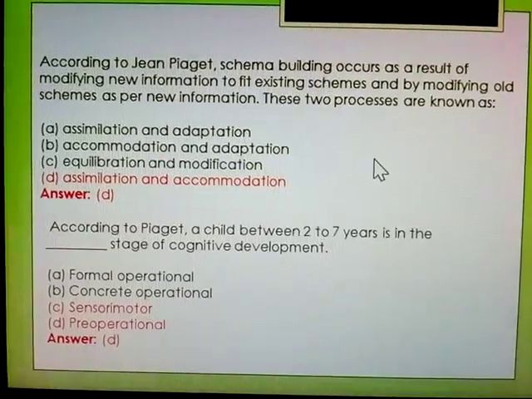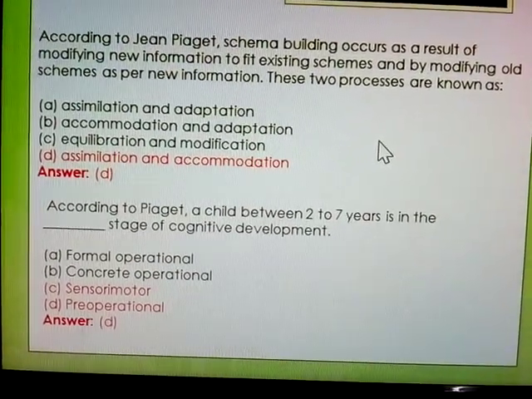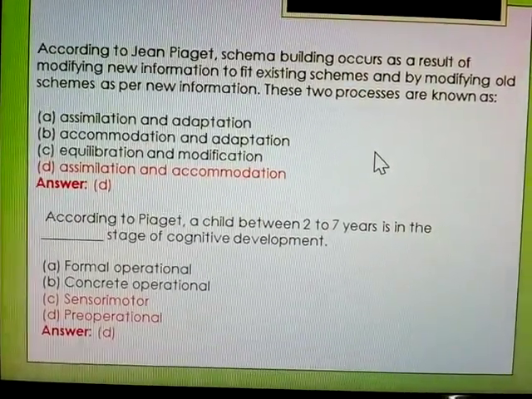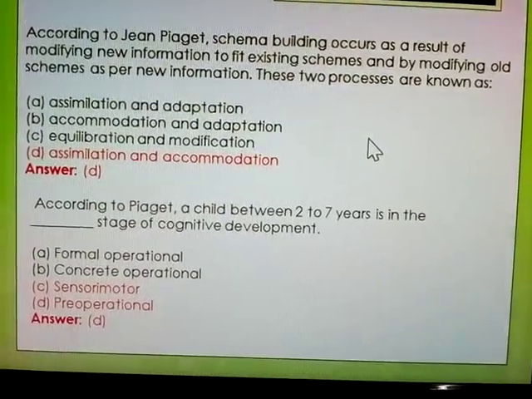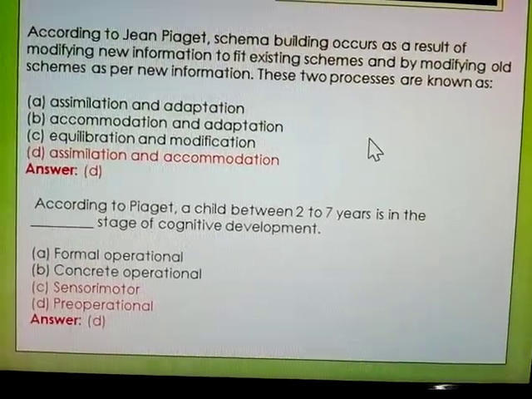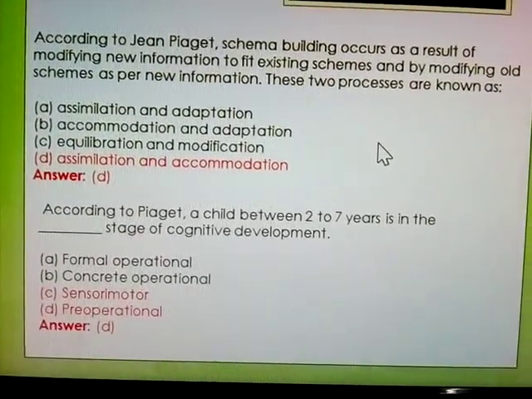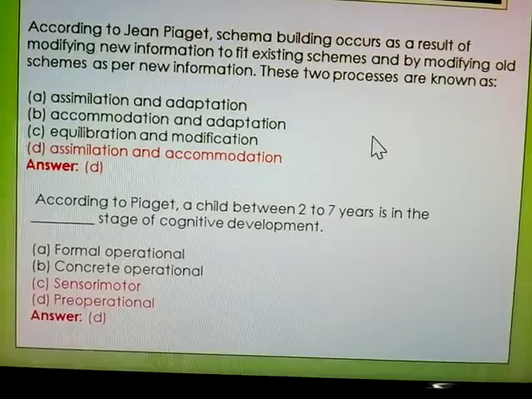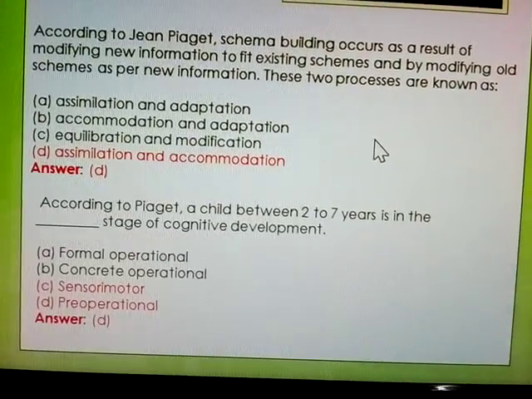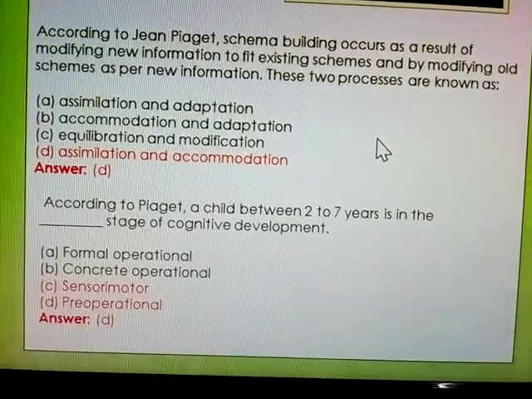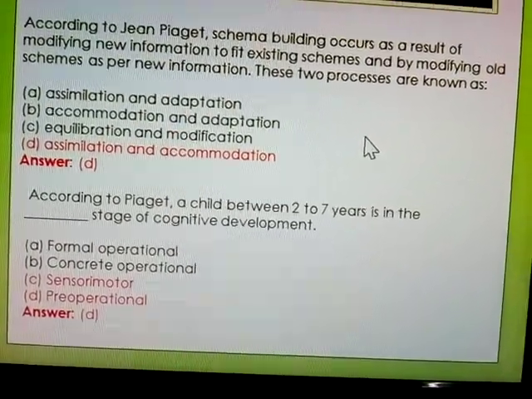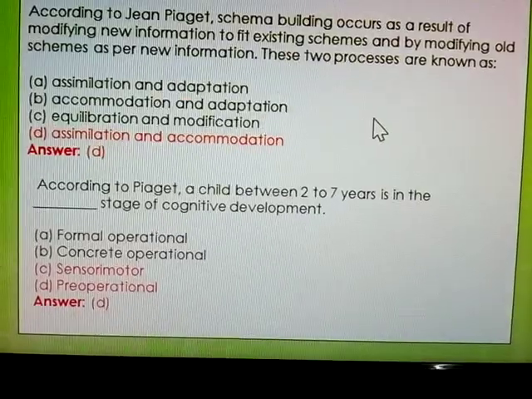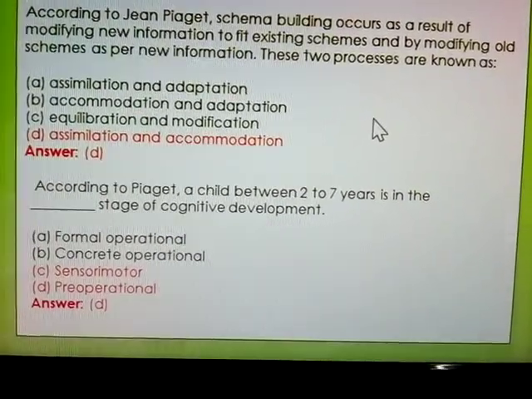Question: according to Piaget, schema building occurs as a result of modification of existing schemas with new information, and modified or added schemas as per the information. Those processes are known as assimilation and accommodation. Next, Piaget studied children between 2 to 7 years in which stage of cognitive development? Answer D, preoperational. Thank you.